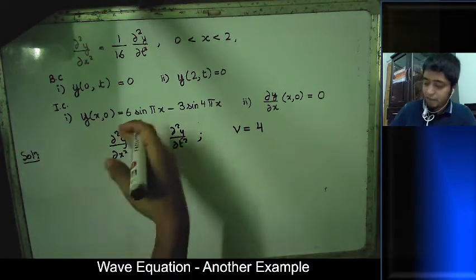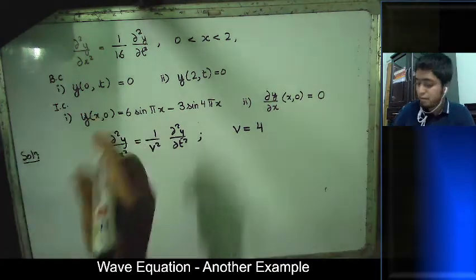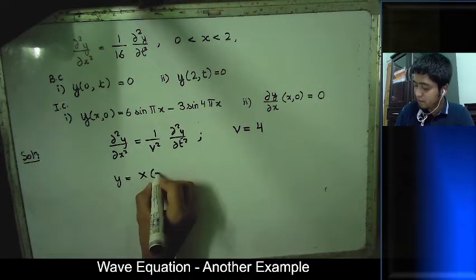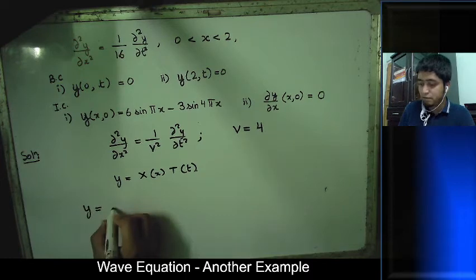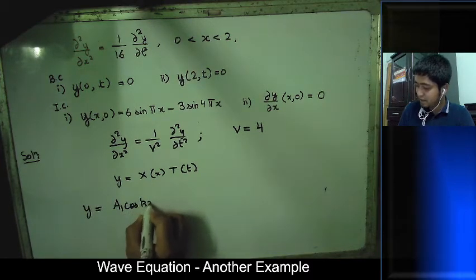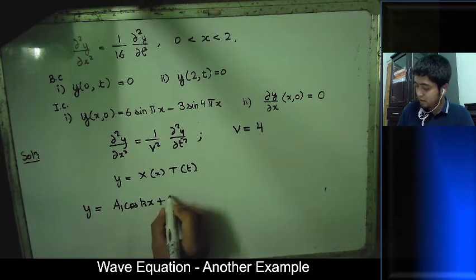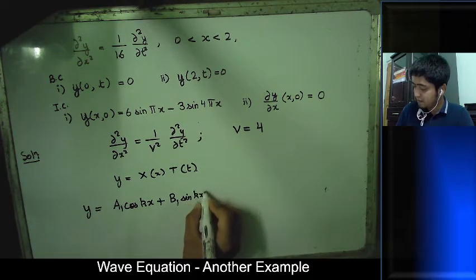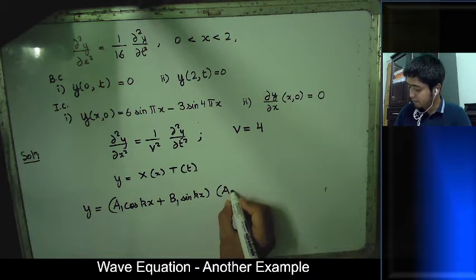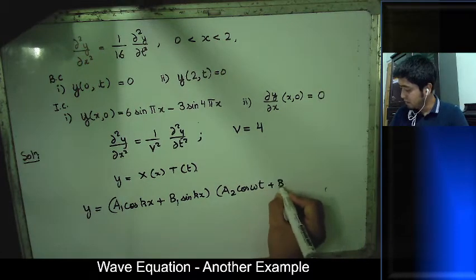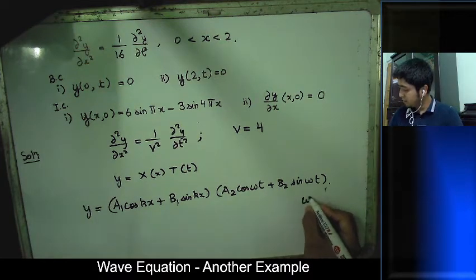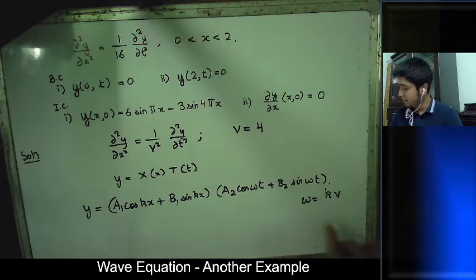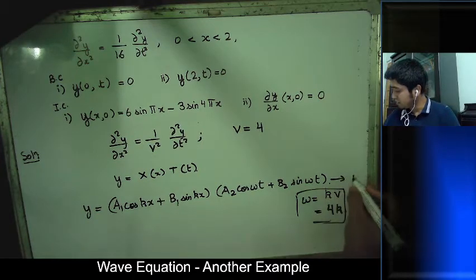All right, so if we proceed like we usually do, by separation of variables, we will get y equal to a1 cos kx plus b1 sin kx, and then you will also have a2 cos ωt plus b2 sin ωt, where the value of ω is equal to kv, that is 4k. Okay, so I will keep this as equation 1.